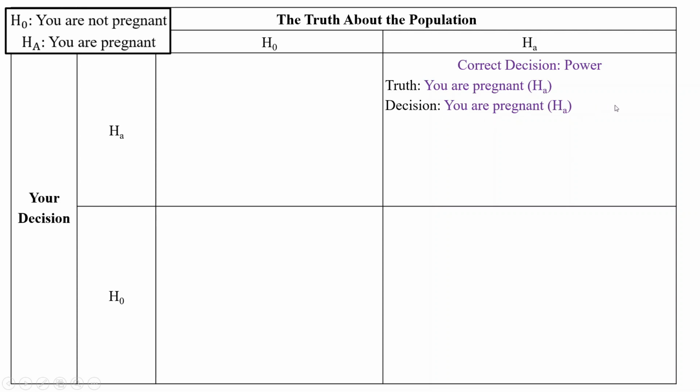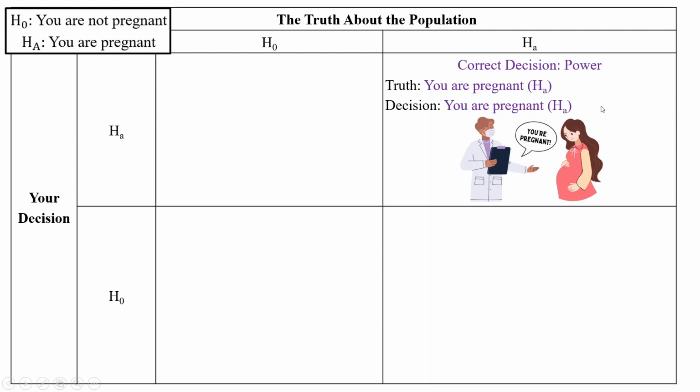And for our visual learners here, this is what that would look like. The doctor says, you're pregnant, and the person is pregnant. Okay, a correct decision, a power, right? We run, let's say, a pregnancy test trying to determine if we are pregnant. Okay, so think about that. We're trying to run a test to determine, are we pregnant? Okay, so that's the correct decision.